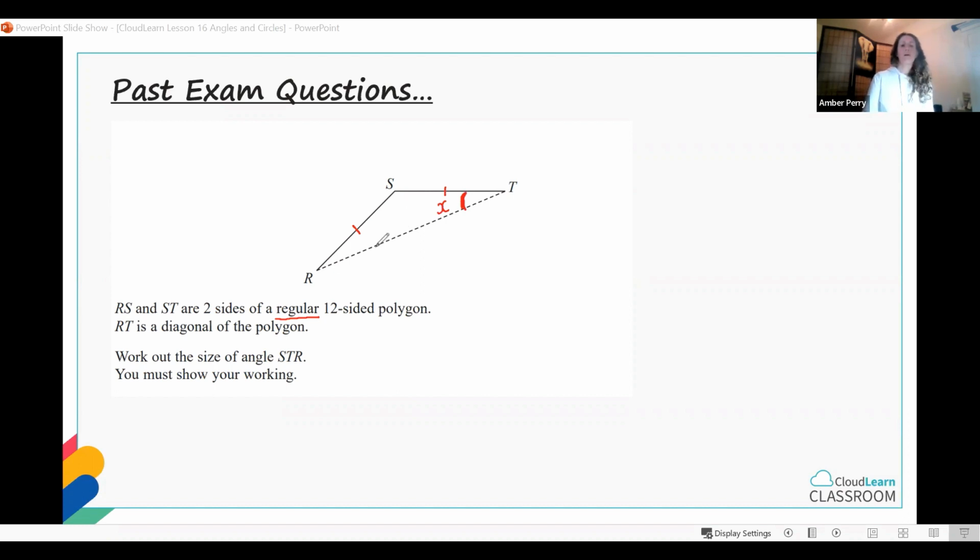Okay. So can anyone tell me what type of triangle this is? We've got to consider the polygon, the 12-sided polygon. We also have to consider that triangle. What type of triangle is it?